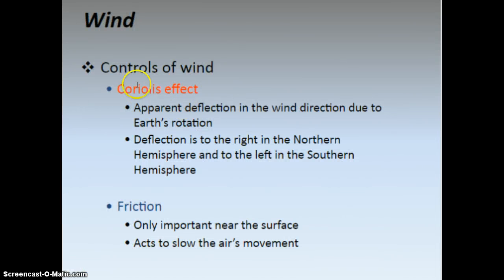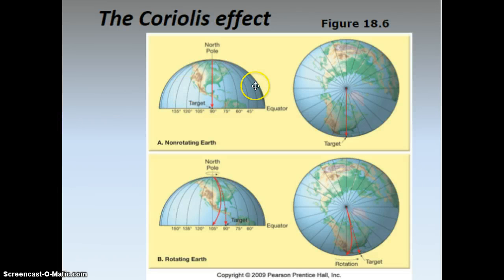So the Coriolis effect is something we have to take into account: winds that are moving in straight lines are going to be deflected. We will pay most of our attention to the northern hemisphere, where they are always deflected to the right. Friction is only important near the Earth's surface, and it acts to slow the air's movement. So when I look here at the Coriolis effect, if I'm moving from the North Pole towards the equator and the Earth is rotating, remember, it's a deflection. It's an apparent deflection.